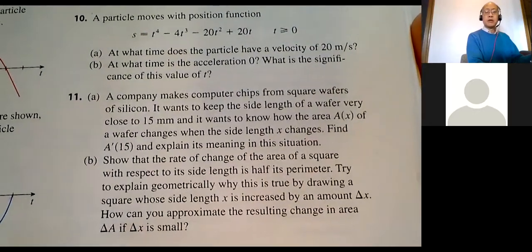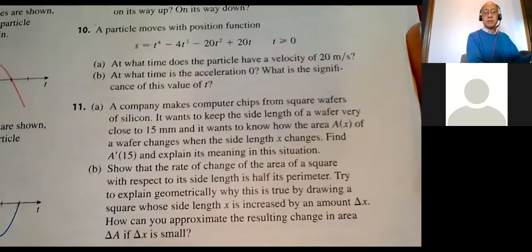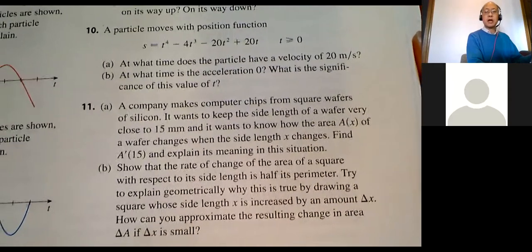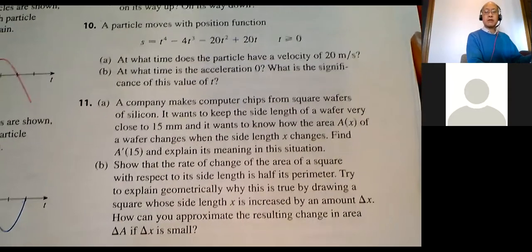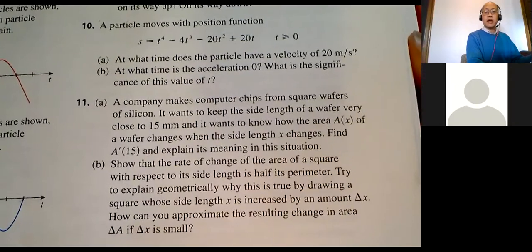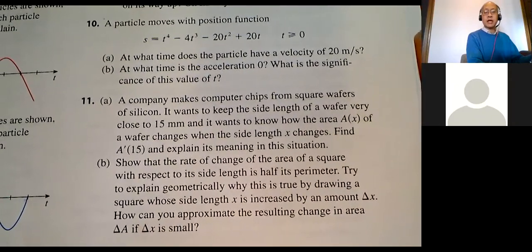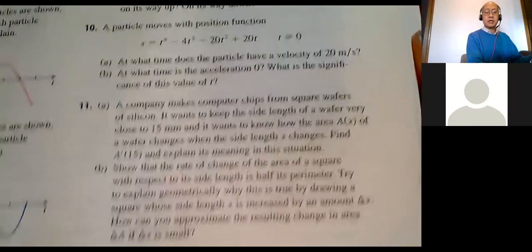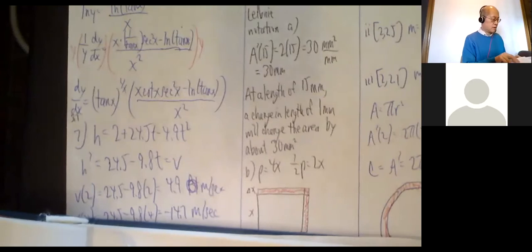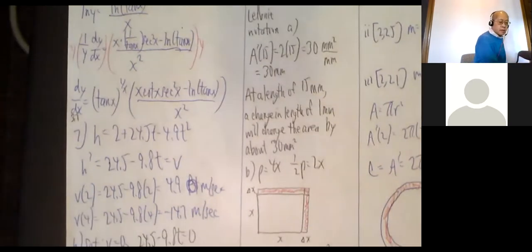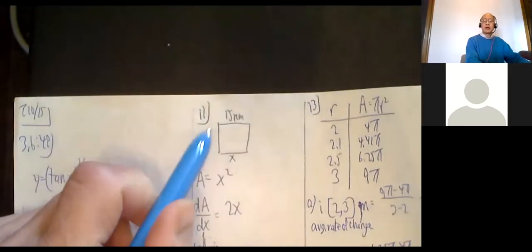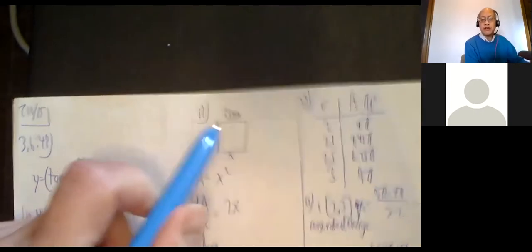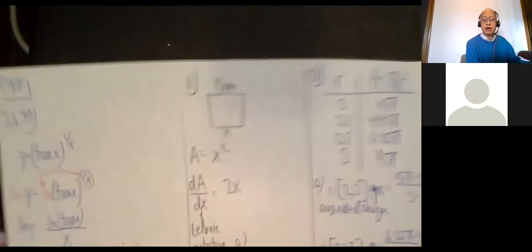Okay, 11. A company makes computer chips from square wafers of silicon. It wants to keep the side length of a wafer very close to 15 millimeters and wants to know how the area A of x of a wafer changes when the side length x changes. Find A prime of 15 and explain its meaning in this situation. Okay, so what do they want us to do there? All right, so you're working for a Silicon Valley company. Okay, you're making chips that are supposed to be square, roughly 15 millimeters. Okay, but in general, let me call it x.